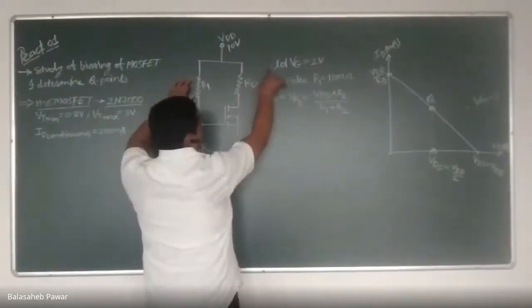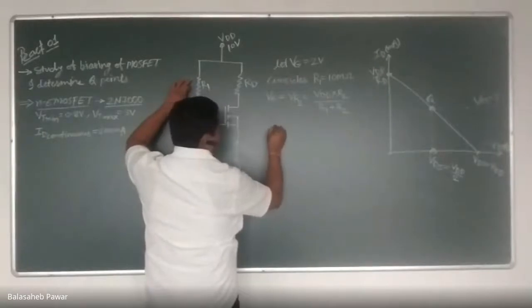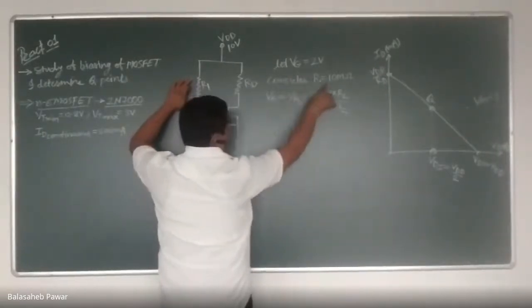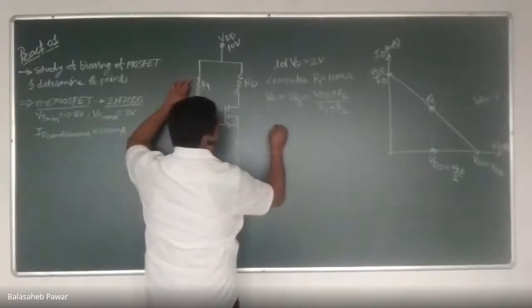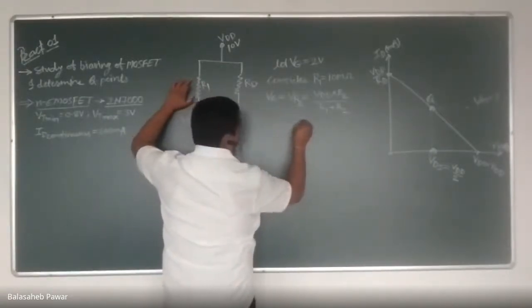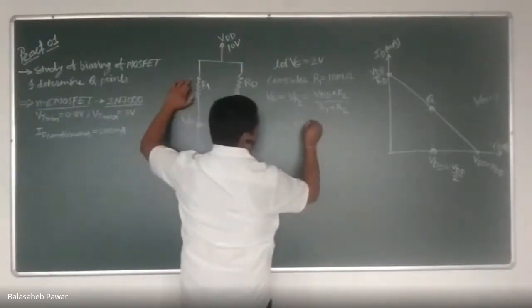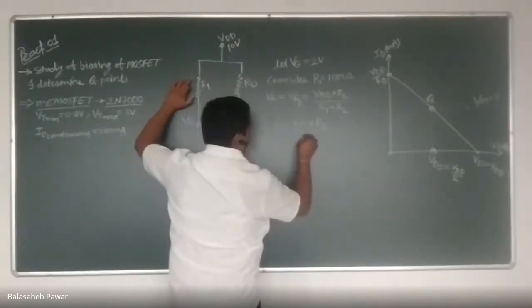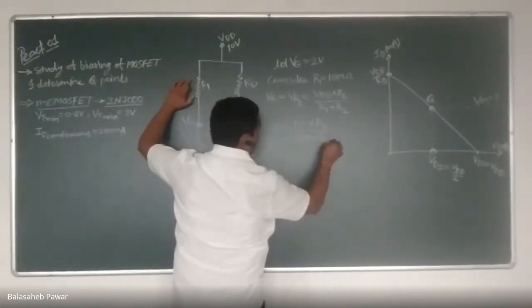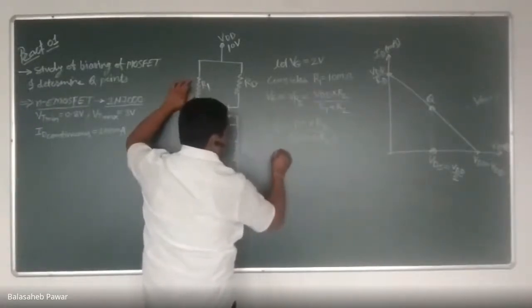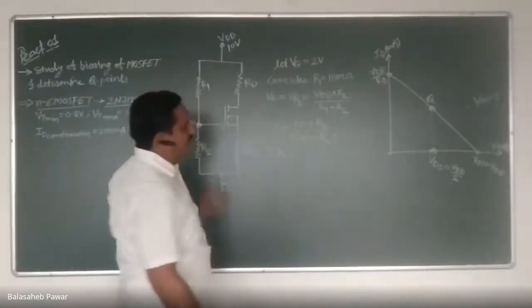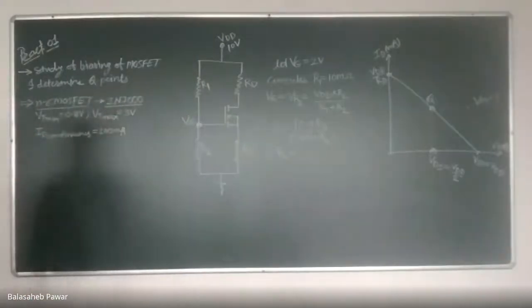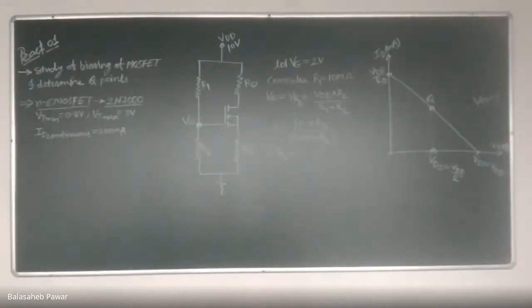And this VG we consider as 2 volts. Therefore, we can write, as well as R1 is considered as 10 mega, so 2 equals VDD, which is taken as 10 volts, into R2, that we have to determine, divided by 10 mega plus R2. Therefore, R2 equals to, find out, do the calculation, be fast. By the voltage divider rule, the voltage across R2 should be 2 volts.